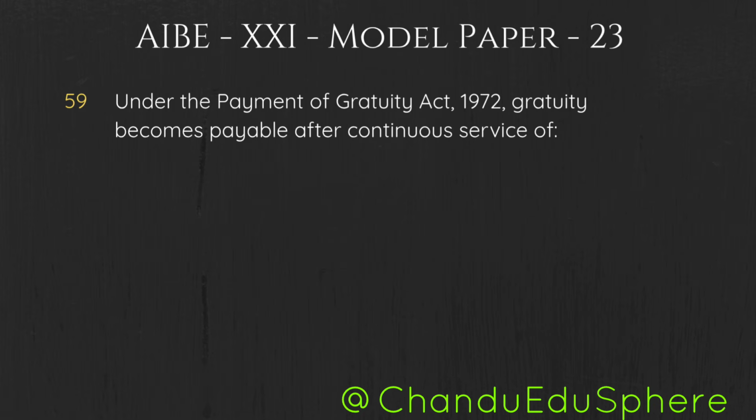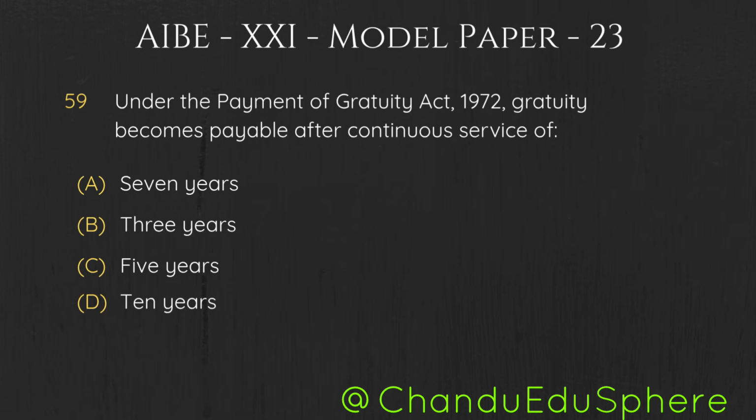Under the Payment of Gratuity Act 1972, gratuity becomes payable after continuous service of 5 years. According to Section 4(1) of the Payment of Gratuity Act 1972, gratuity is payable to an employee on termination of employment after he has rendered continuous service of not less than 5 years, with carved out exceptions for death or disablement. So under normal circumstances, 5 years.